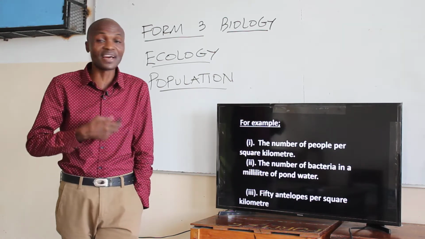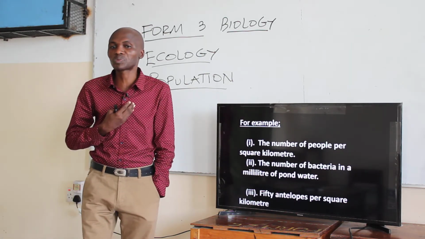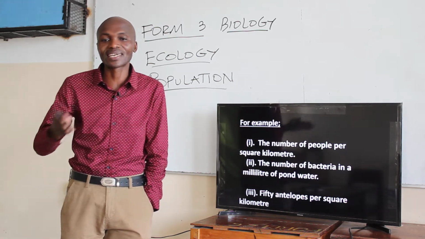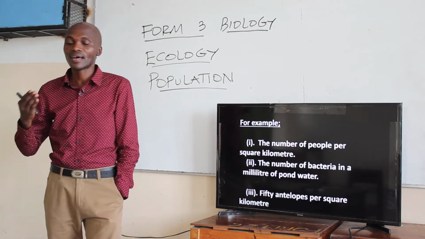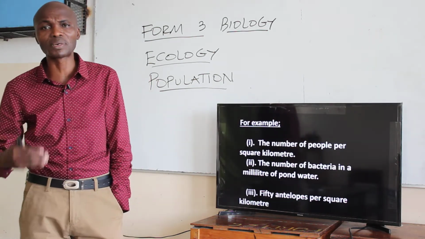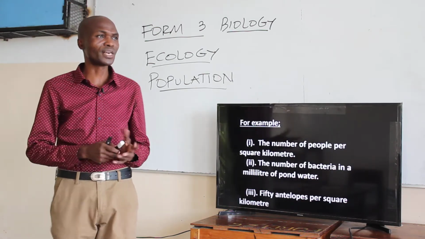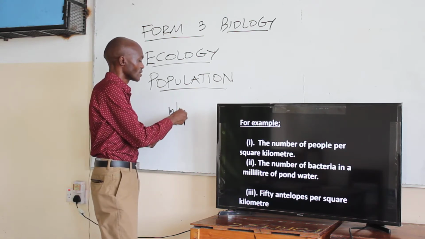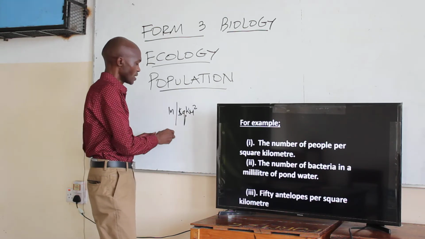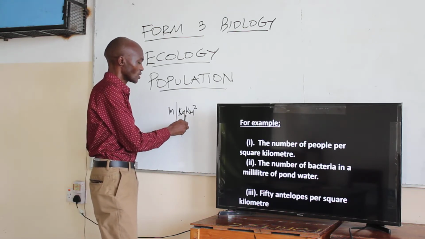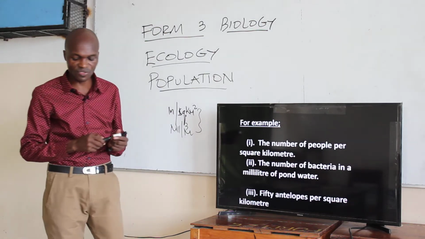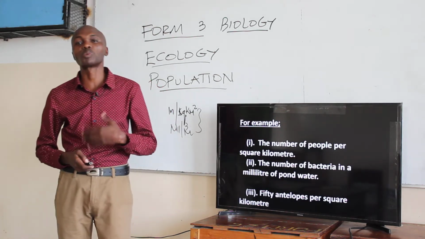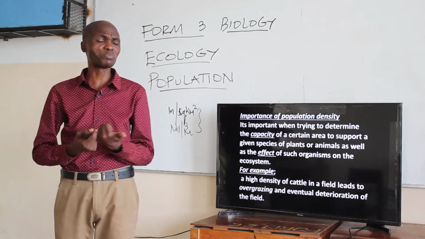You may also want to quantify, for example, how many antelopes are present in a national park. If you realize that there are 50 per square kilometer, then that becomes the population density of those particular animals in that particular park. So the issue is we are looking at the number of individuals per square kilometer, or, for example, per milliliter volume. So we are looking at those factors. If those numbers can be obtained, then that will give you what we refer to as population density.